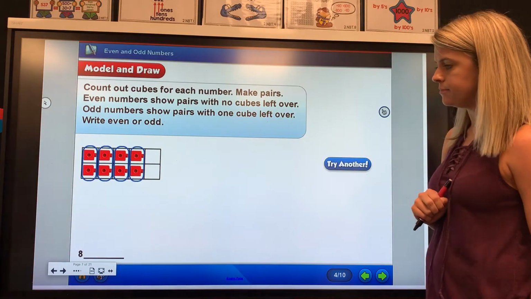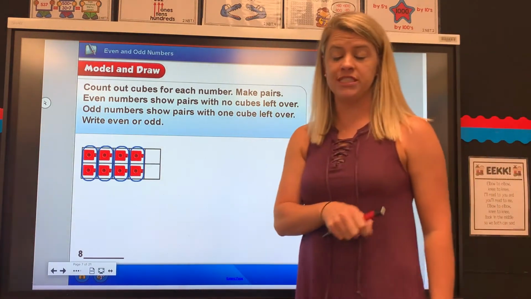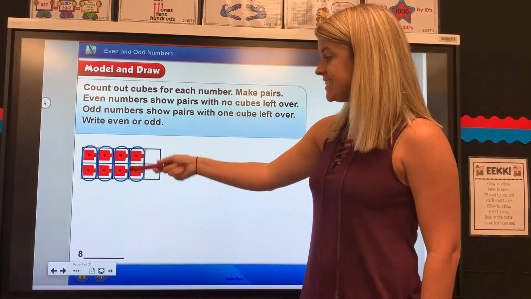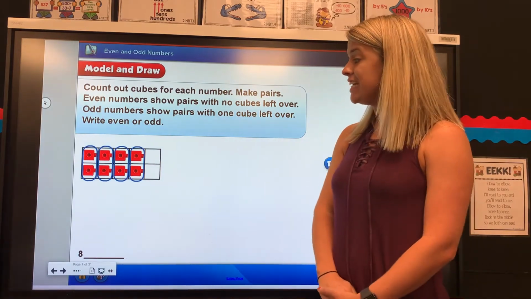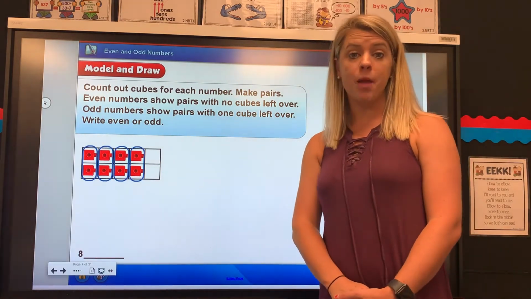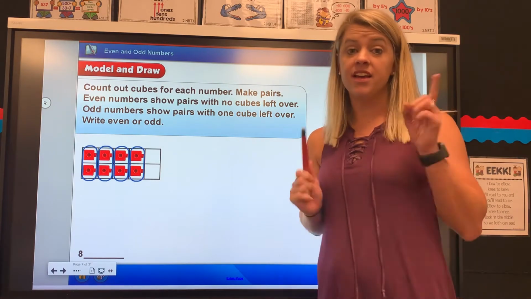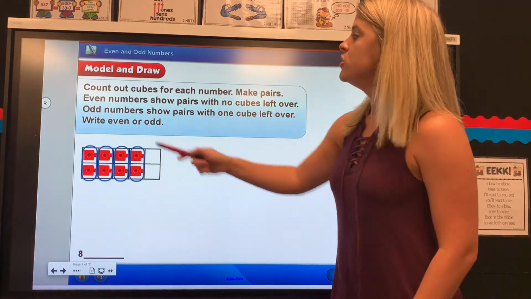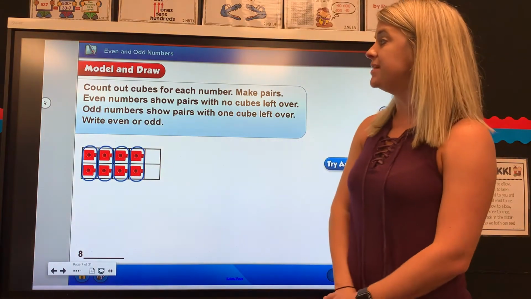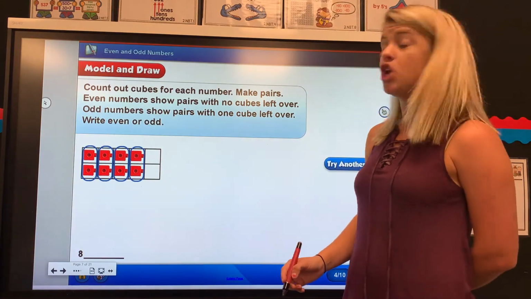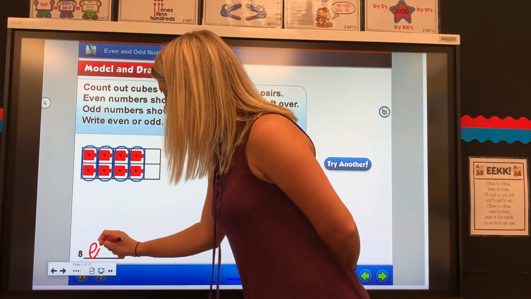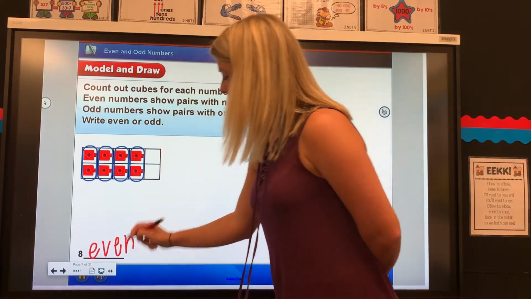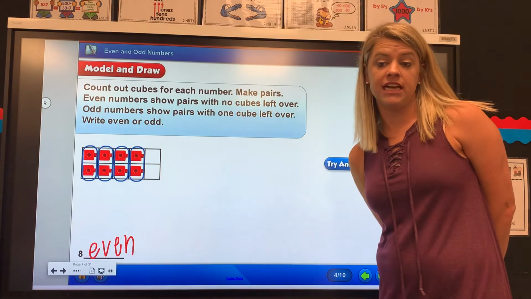All right, let's try another one. The next picture you'll see has a picture of 8 linking cubes. Let's look at that. Do we see any cubes left over, or are they all pairs? That's right, they're all pairs. So I remember that back up here at the top, it says even numbers show pairs with no cubes left over, which means the number 8 is even because it does not have any cubes left over.